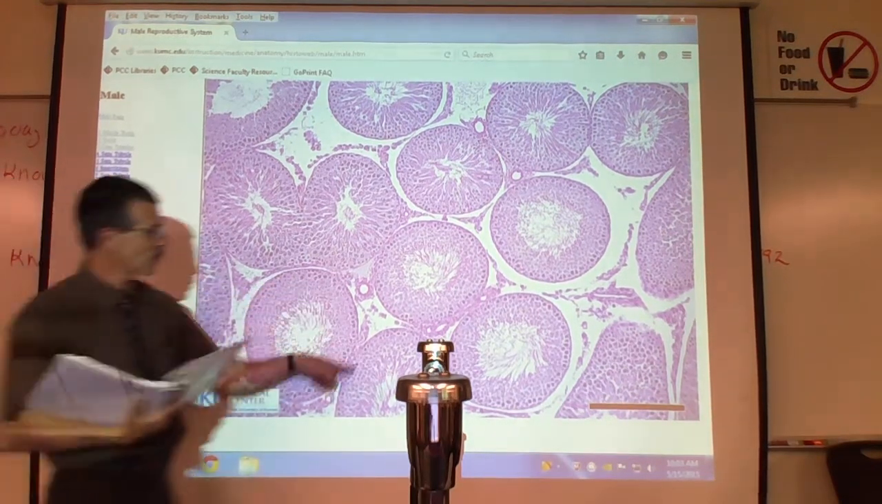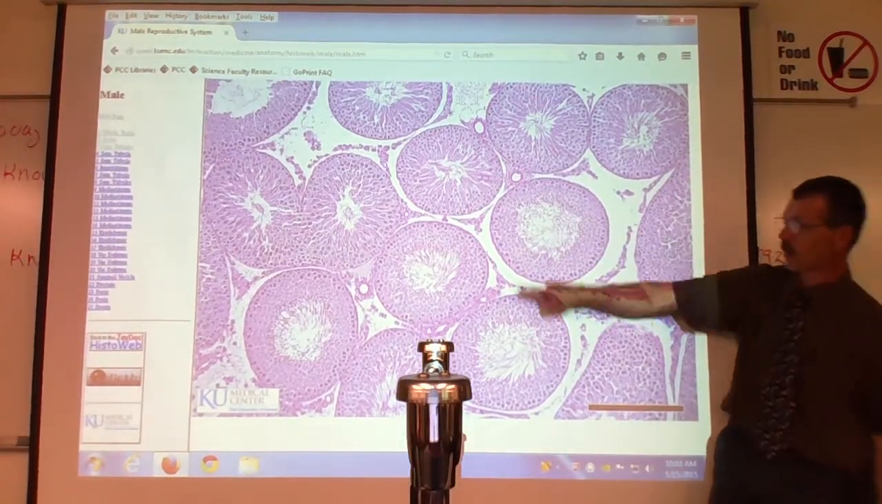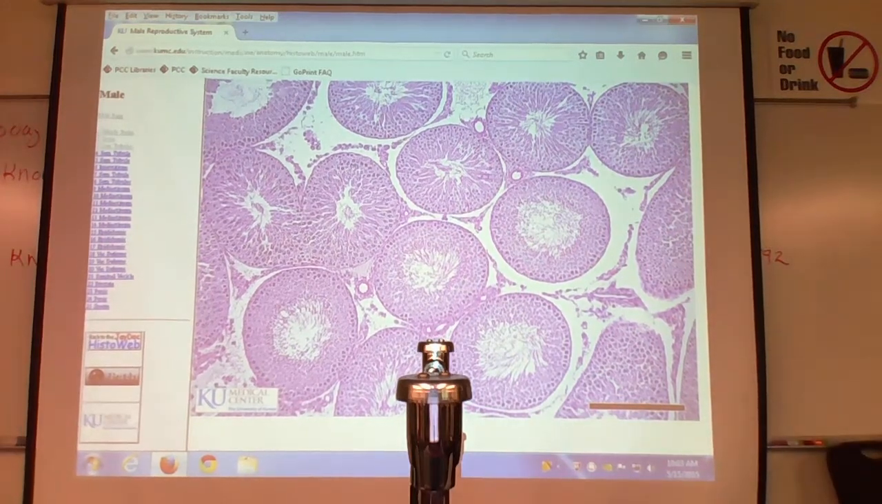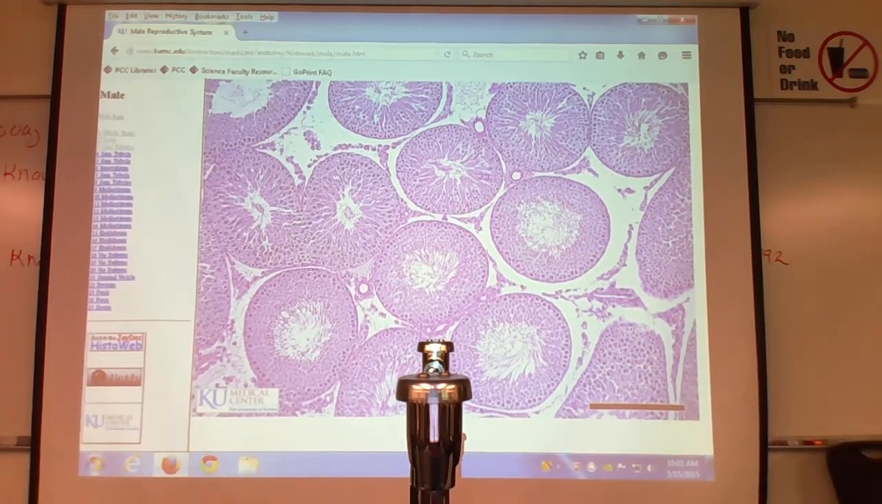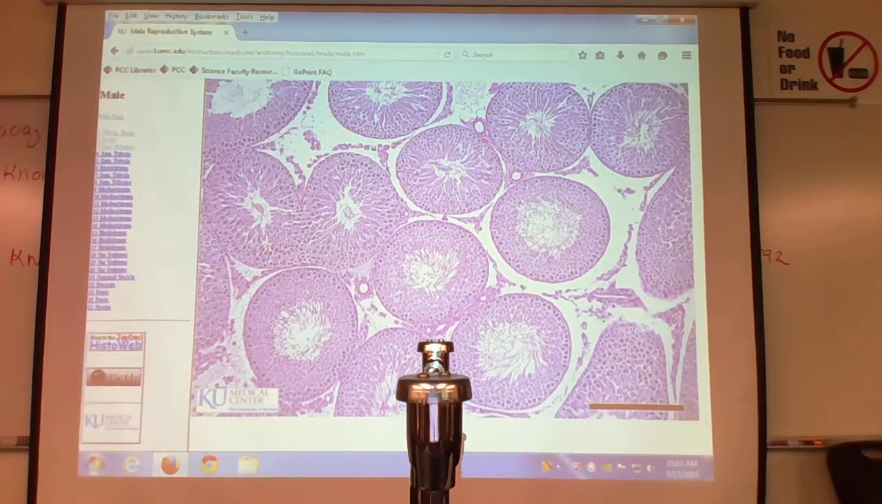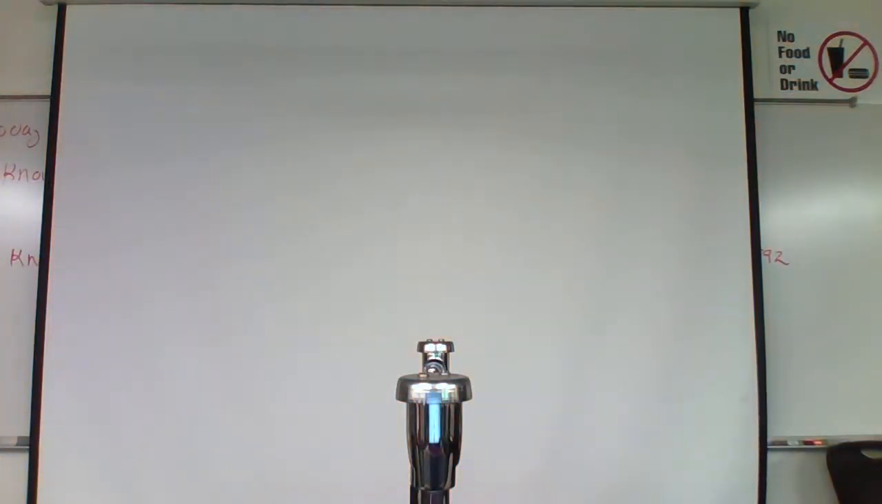Seminiferous tubules, these are where sperm are made. Look in the center of each tube, you'll see guys with tails. So I make sperm in my testes. So that's the testis, and the seminiferous tubules that we learned in lecture. So seminiferous tubules in my testes. Okay? That's your clue. Let's try a different one.